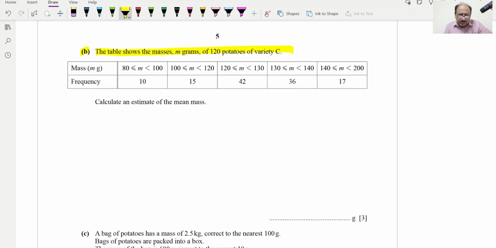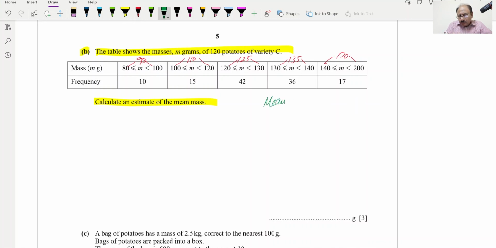Now this is the table given for the next part. The table shows the mass m grams of 120 potatoes of variety C, and our task is to calculate an estimate of the mean mass. So how will we check? First of all, we require the mid range, and mid range of these two will be 90, and for this one will be 110, and for this will be 125, and mid range of this one is 135, and this will be 170.